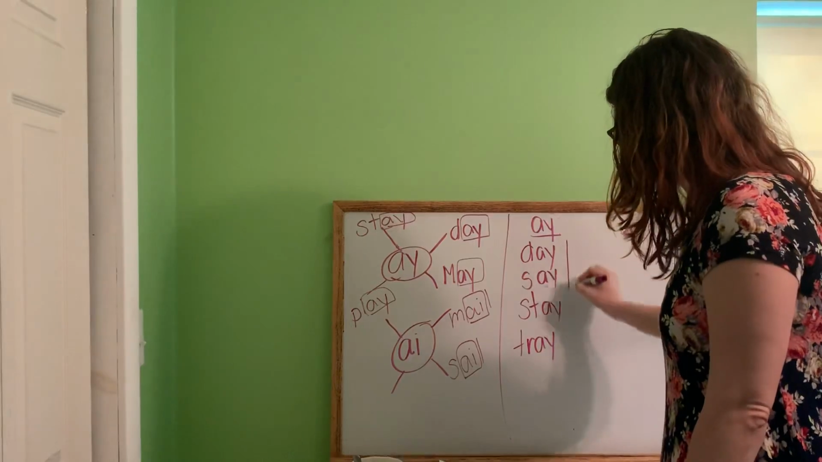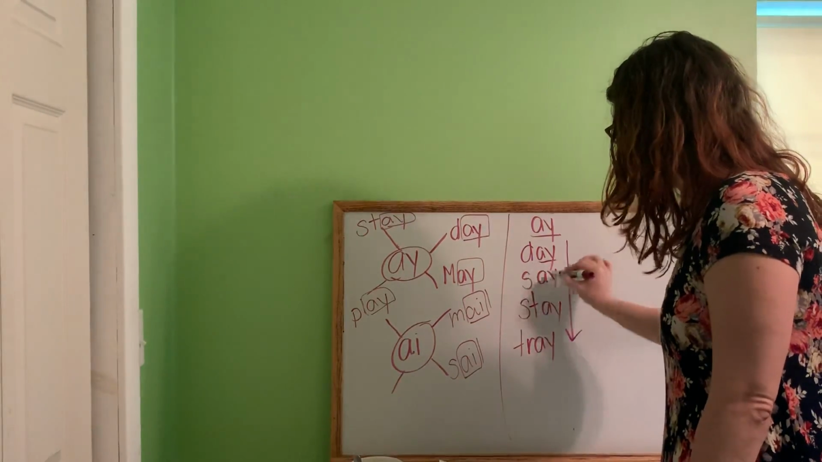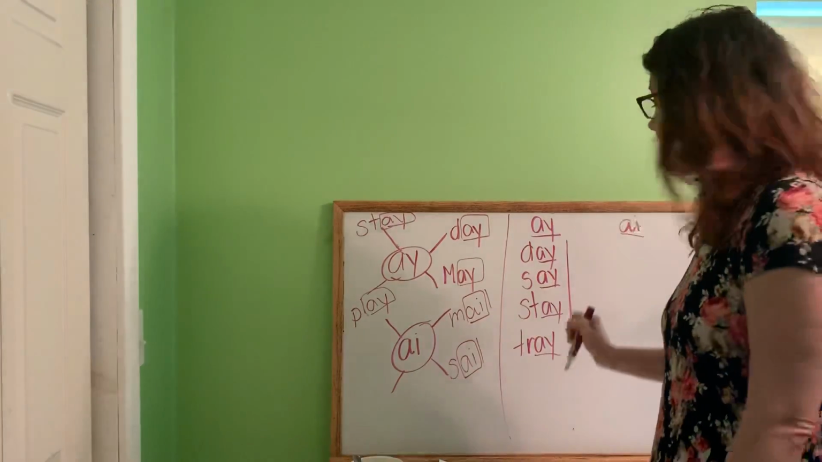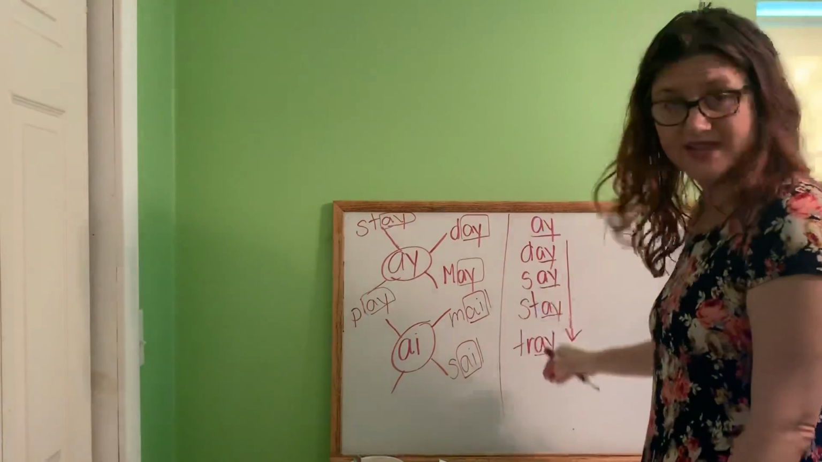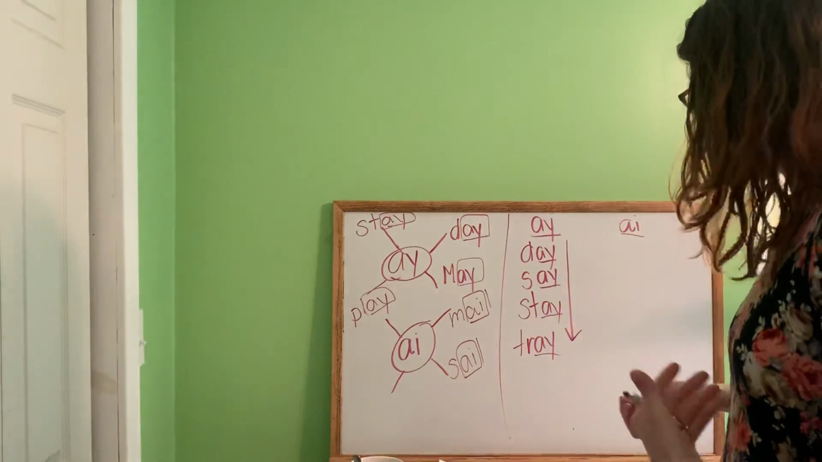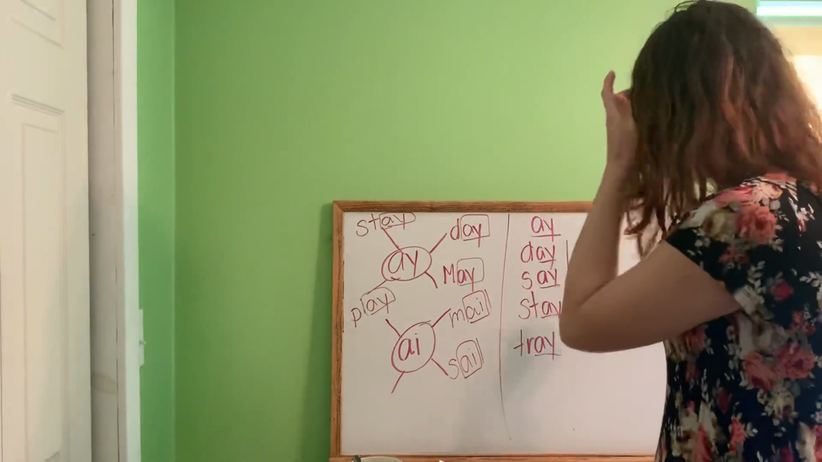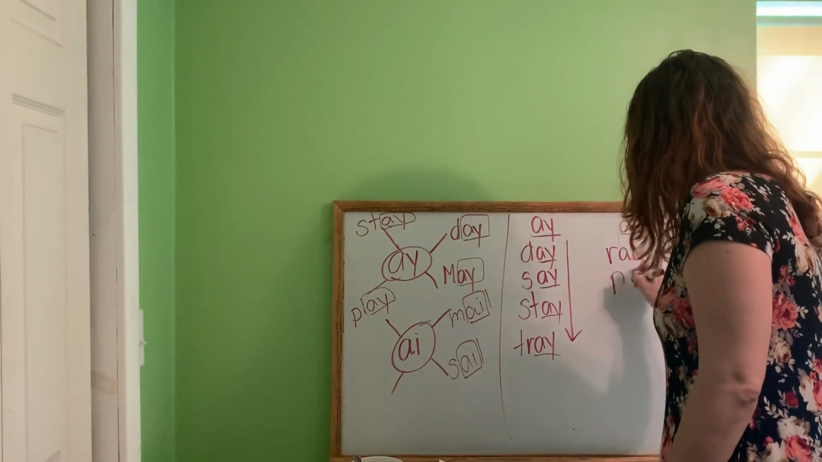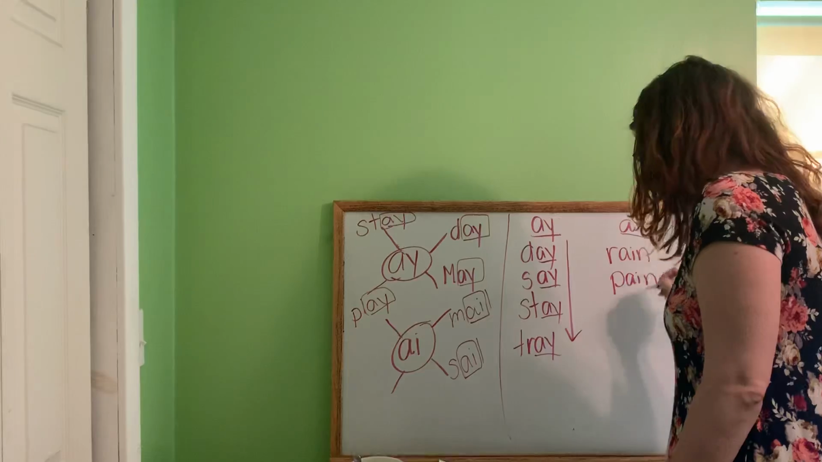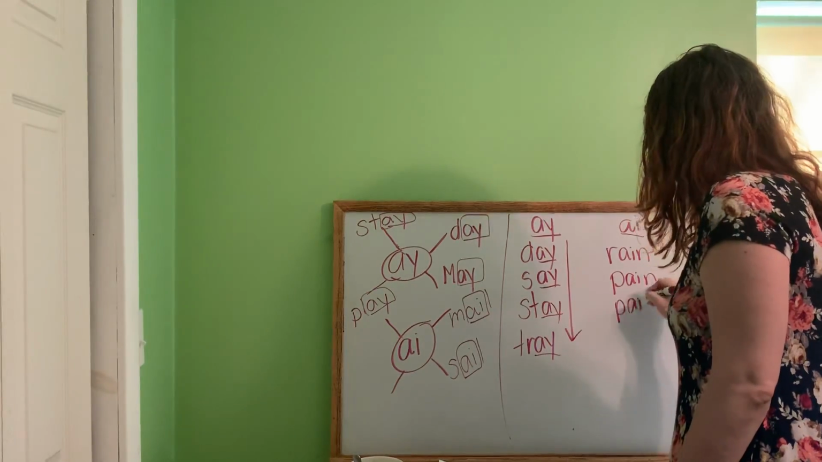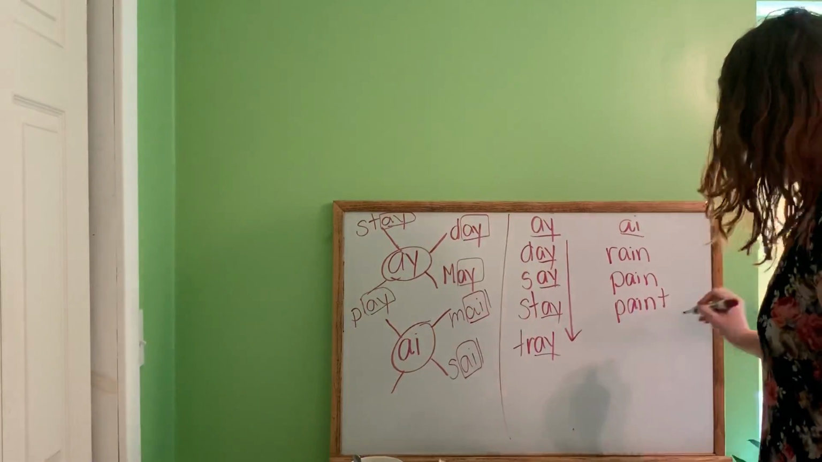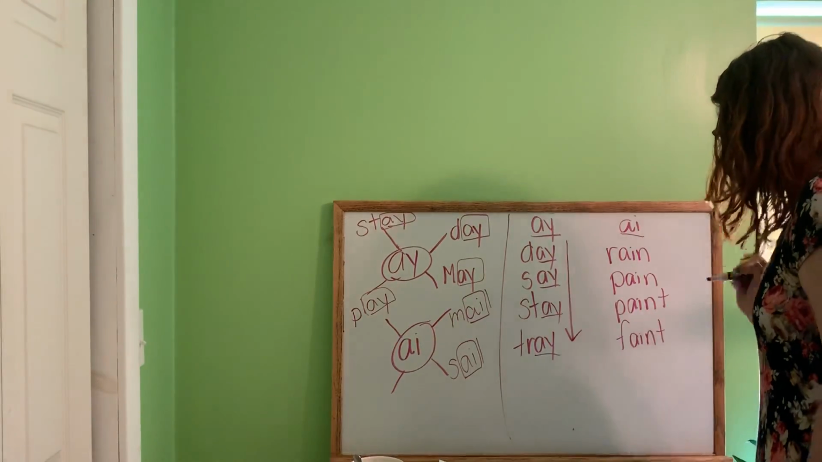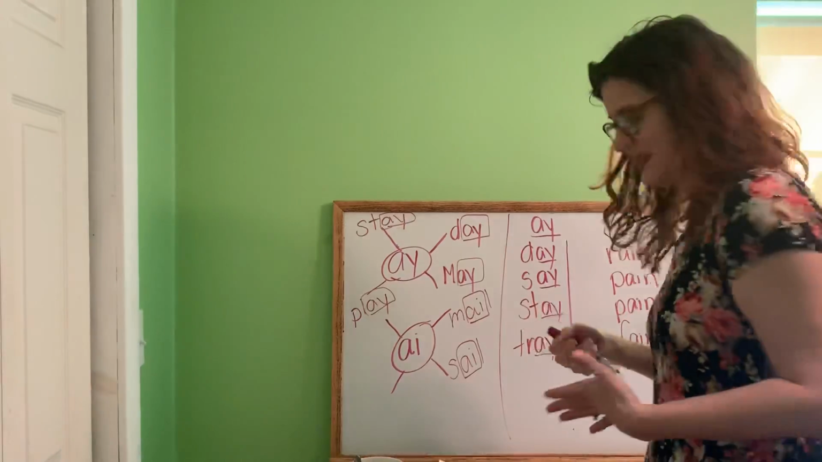And when we look at this, we call this a word ladder because each word is just changing one part of the word, but keeping one of the sounds. When we look at AI, I'm just going to give you a list for that. So you might use these words: rain, change it to pain, change it to paint, and change it to faint. So that's our AI focus.